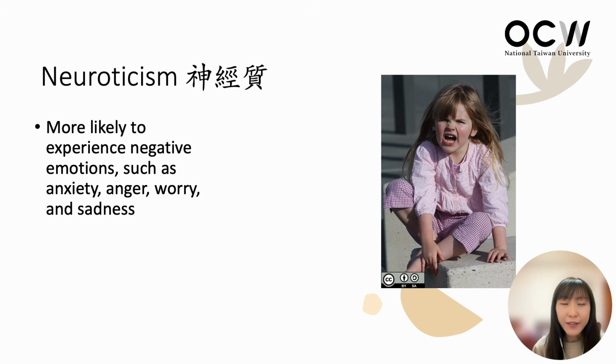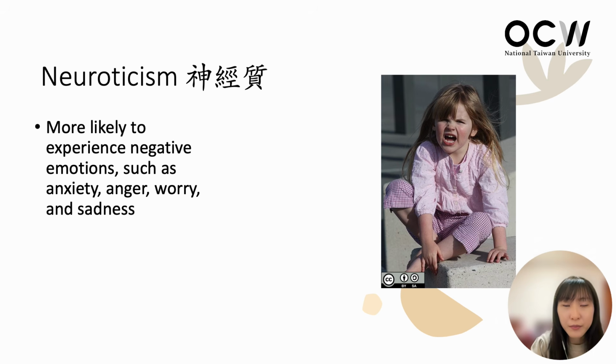And finally, the N in OCEAN stands for neuroticism. It is the tendency to experience negative affect like anger, worry, and sadness, and also being interpersonally sensitive. So a person who has high levels of neuroticism may worry about little things and feel insecure. In contrast, those who are low in neuroticism may not get irritated by small things and appear calm and secure all the time.